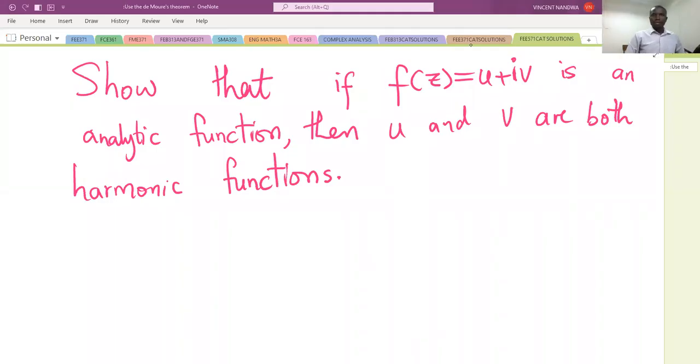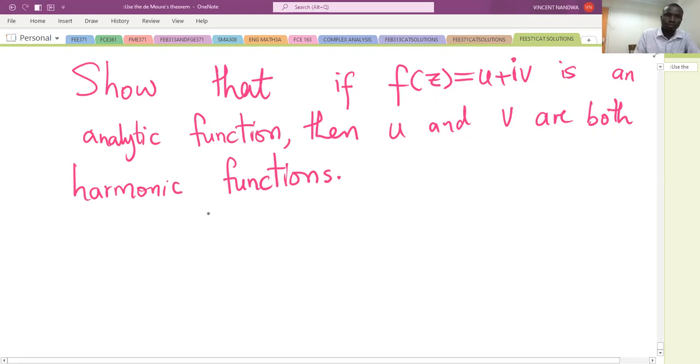Welcome. So the problem at hand is to show that if a function f of z given by u plus iv is an analytic function, then u and v are both harmonic functions. Now, by the fact that f of z is analytic, it implies that u and v satisfy the Cauchy-Riemann equations. So solution or proof.